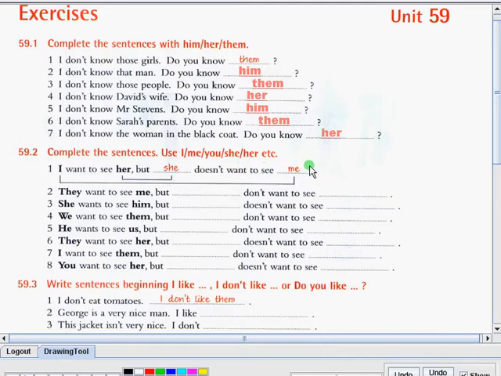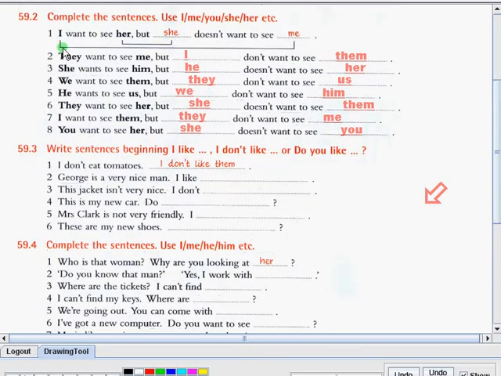There. So that's what we have to do in this exercise. You can pause the video now, and then I'll show you the answers later. Are you ready? Here are the answers. For number 2, we have they want to see me, but I don't want to see them. So here, I is the subject pronoun for the object pronoun me, and then them is the object pronoun for the subject pronoun they.